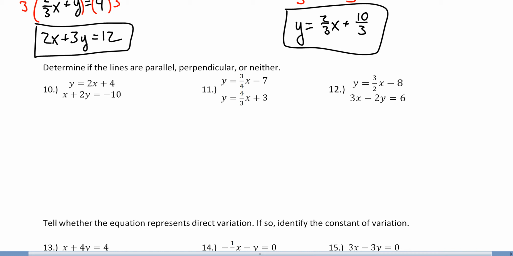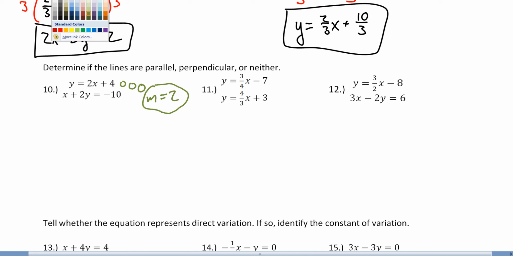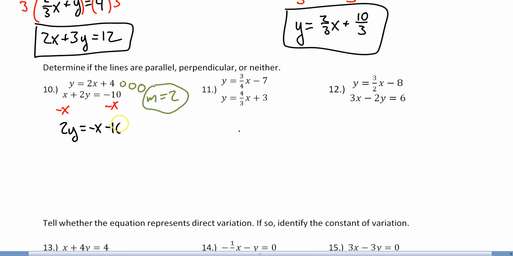All right? So I'm just checking to see if the slopes are the same or if the slopes are opposite reciprocals. All right? So as I look at this very first equation here, this guy is already in a good format for me. It's in y equals mx plus b, so I can tell that the slope is 2. All right? The second one, I can't tell what the slope is. It's not in the right format, so I'm going to put it in slope-intercept form. That's typically the one I want to head towards, because it's the easiest one to find. You just solve for y. So I'm going to subtract the x from each side. So that gives me a 2y equals negative x minus 10. And now I'm going to divide each side by 2.